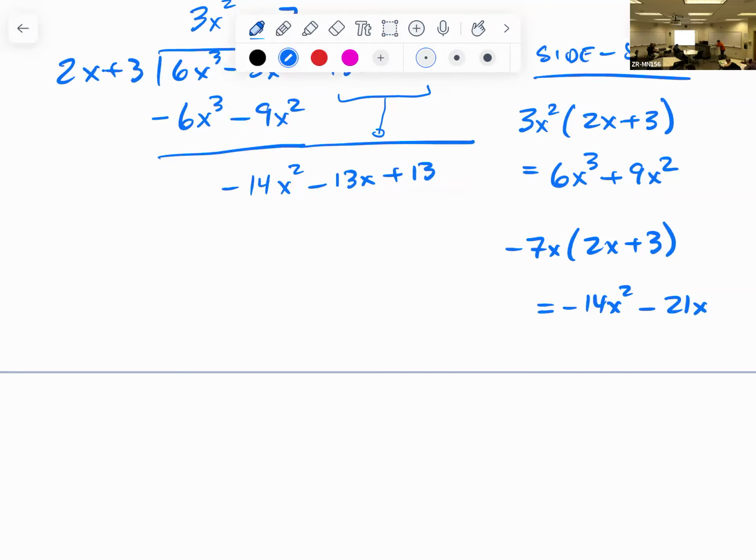X. Plus 21x. Then what do we do? Sign. Flip the signs every time, both of them. So plus 14x. 8x plus 13.